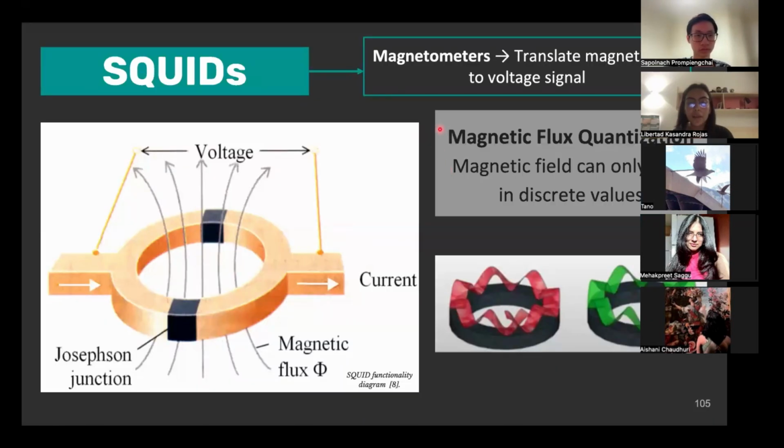The last concept we have to understand if we want to understand SQUIDs is magnetic flux quantization, which in very simple terms means that magnetic flux can only exist in discrete values. Here we have two examples. In this one you can see there's a phase mismatch. It is out of phase, and it's not a physically valid state. We want a state where we do not have a phase difference, so everything encloses nicely.